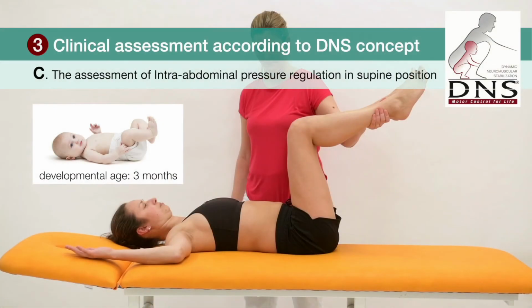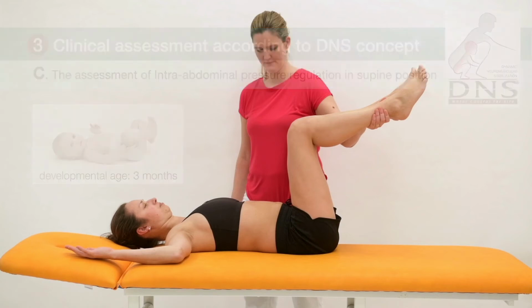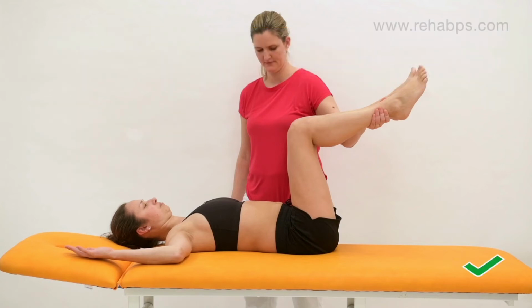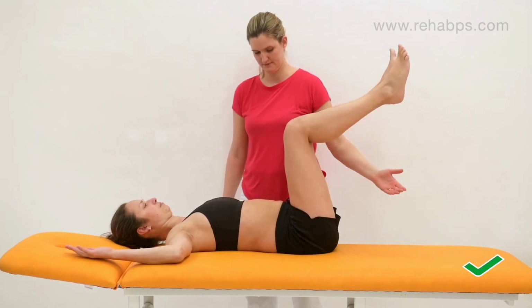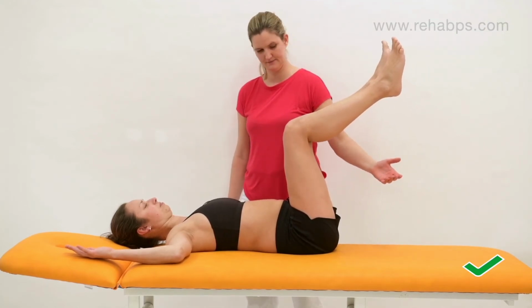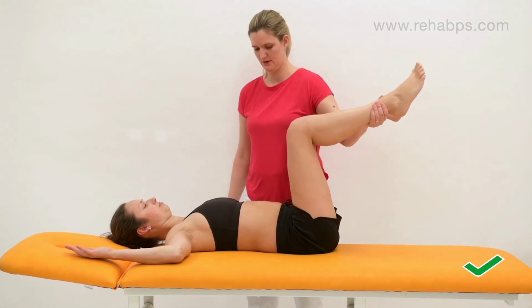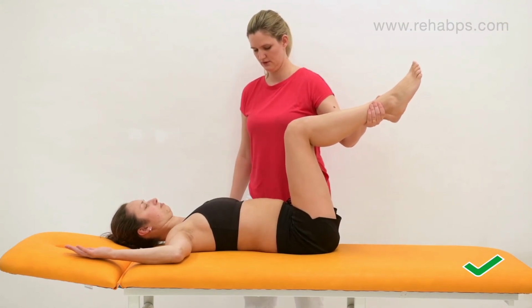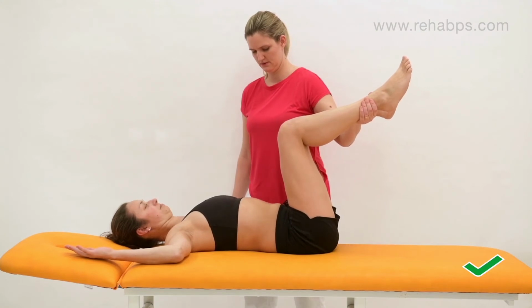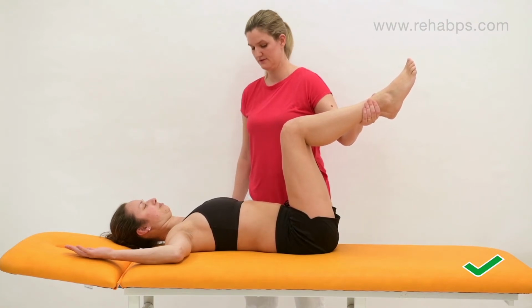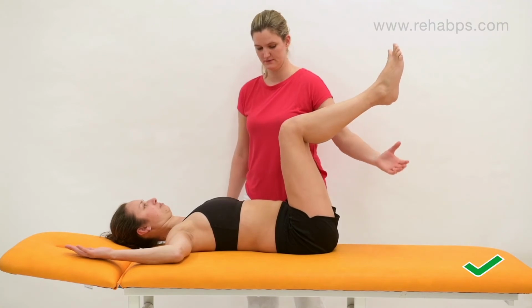Evaluation of the intra-abdominal pressure regulation while supine. Here you examine the coordination between the diaphragm and other stabilizing muscles. We place the patient in a supine position with the legs held above the table. The legs are flexed at the hips, knees and ankles at approximately 90 degrees. The knees should be the width of the pelvis apart. First, support the patient's feet, then slowly remove the support whilst instructing the patient to please maintain your legs in this position.